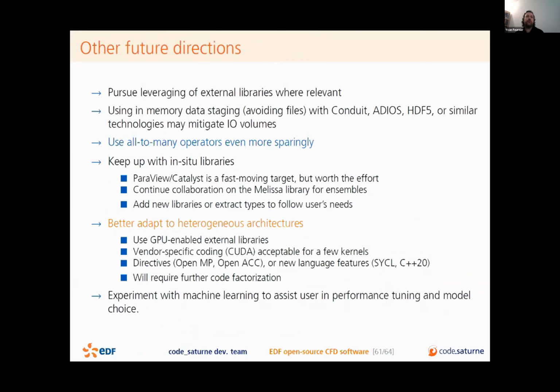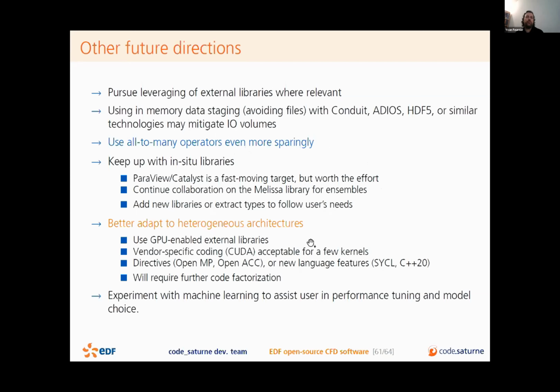And basically, other future directions: we're going to continue leveraging external libraries where relevant, push more in-memory data staging to avoid files, probably with Conduit for the evolution of ParaView, maybe test ADIOS or HDF5 or some such things, or HDF5 variants to mitigate IO volumes. Try to be yet more careful with IO operations and keep up with, say, in situ libraries. Catalyst is a fast-moving target, but it still is interesting, and better adapt to heterogeneous resources.